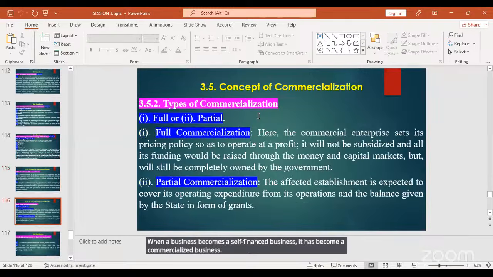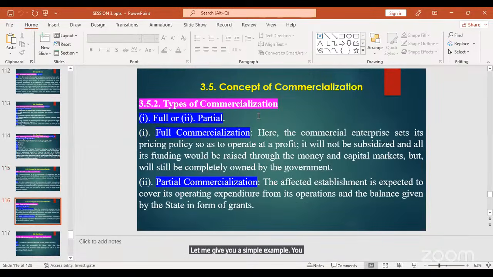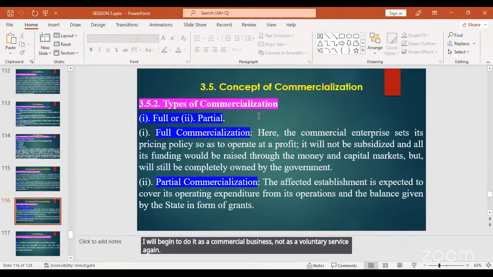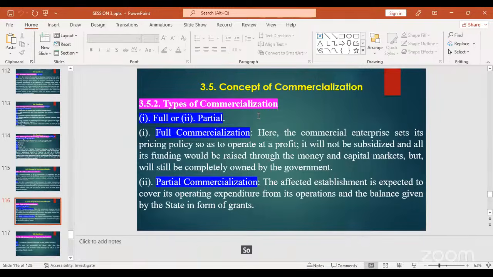Let me give you a simple example. You know how to weave hair as a lady. You have been weaving for your friends, weaving for your relations, but maybe you've graduated from school and you now say, okay, I will begin to do it as a commercial business, not as a voluntary service again. Anybody who comes to me to weave is going to pay. So you have gone commercialized. Okay? What you are doing now is commercialization.